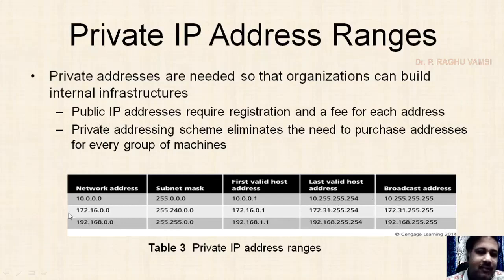So that is the reason the first address is said to be the network address, and the last address is said to be the broadcast address. Only the middle addresses are used for allotting to the computers. Okay. So whenever you use class A, the number of computers that you can use is very, very high.